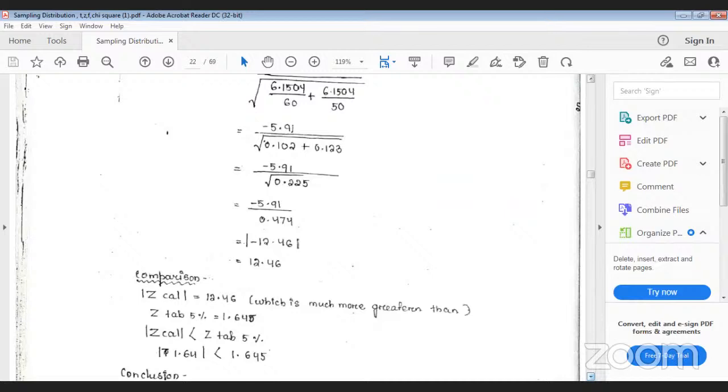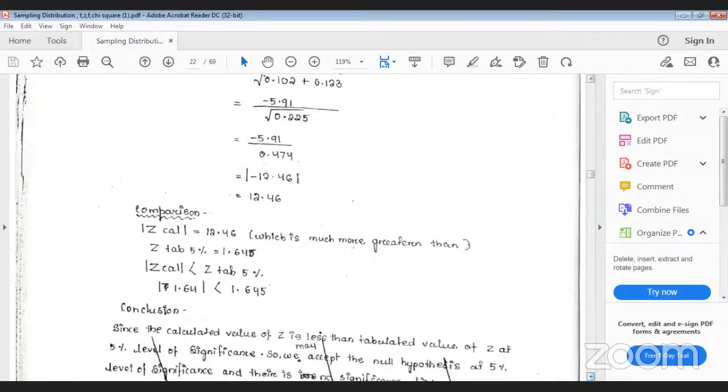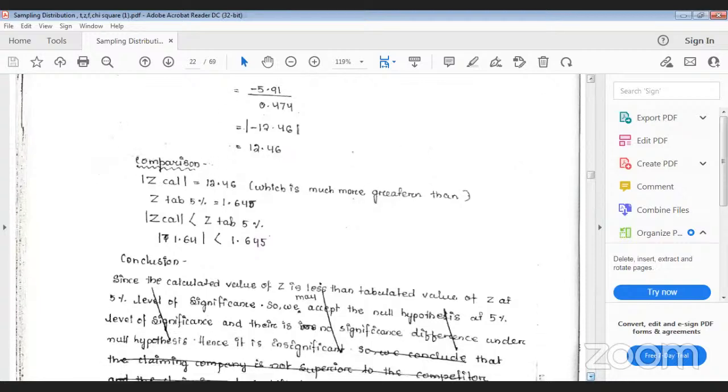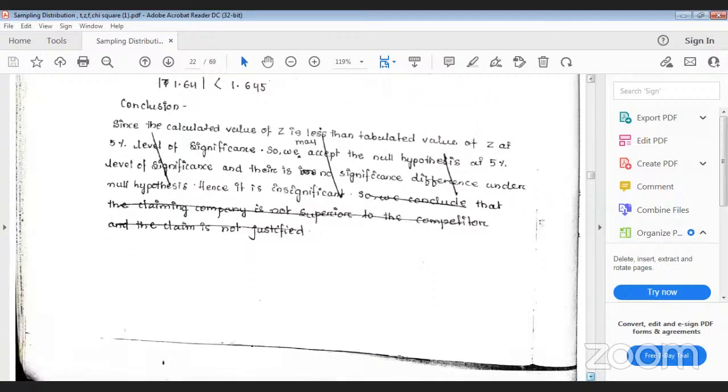So 12.46 is greater than the tabulated value. That's why we may reject the null hypothesis. We may reject the null hypothesis.